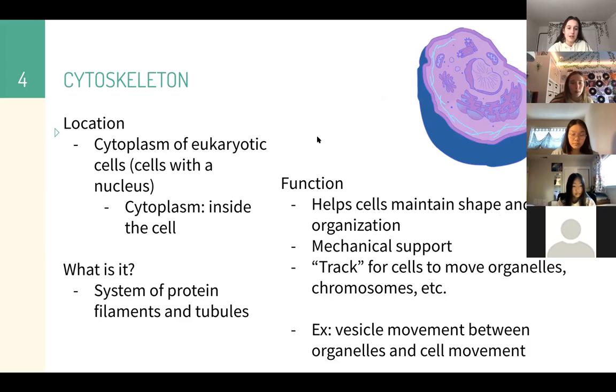So now the cytoskeleton. It's located in the cytoplasm of eukaryotic cells, which are, as Maddie just went over, cells with a nucleus. And the cytoplasm is the kind of liquid inside the cell. The cytoskeleton is a system of protein filaments and tubules, and its function is to help maintain shape and organization.